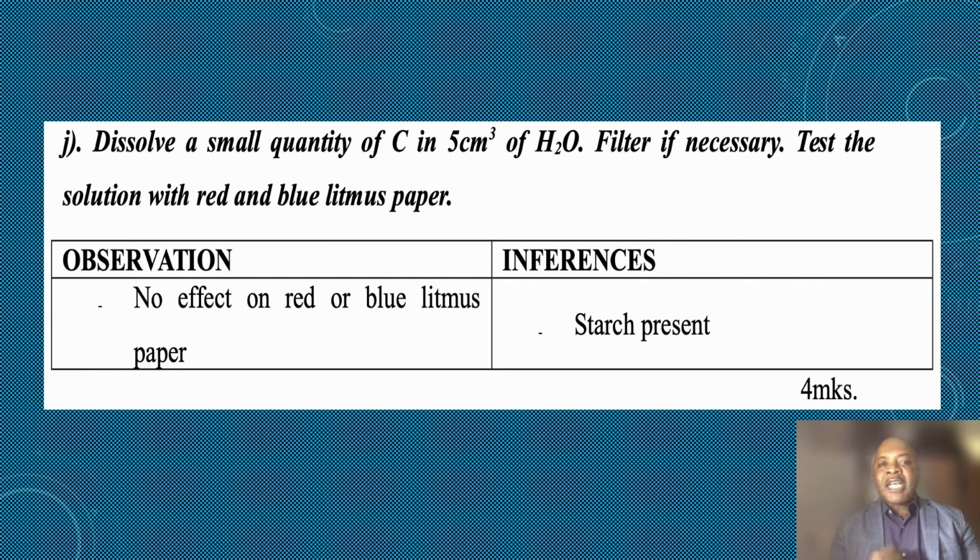Now, dissolve a small quantity of C again in 5 cm cube of water. Filter if necessary. Test the solution with red and blue litmus paper. I did that with water, no effect on red or blue litmus paper. If there's no effect on blue or red litmus paper, we cannot talk of acid, we cannot talk of alkaline, so we say starch is present.